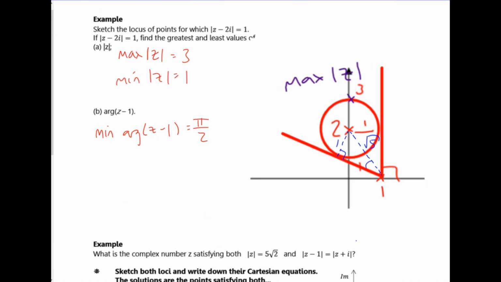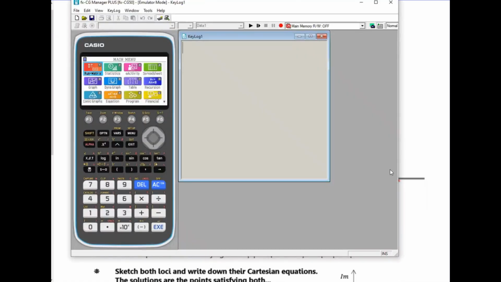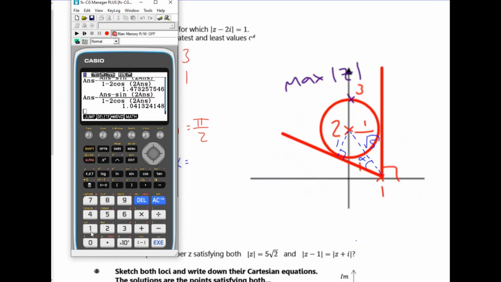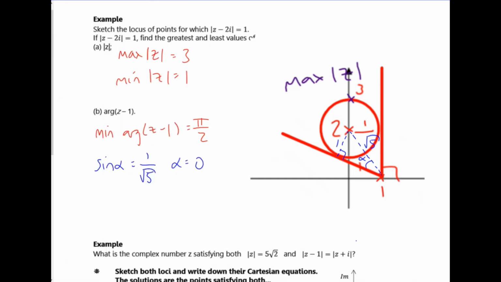I can then use trig to work out what this angle in here is, so I'll call it alpha. So I've got that sine alpha, because I've got the opposite and the hypotenuse. So sine alpha is opposite over hypotenuse, 1 over root 5. And I can work out alpha in my calculator. That's sine inverse of 1 over root 5, 0.46.